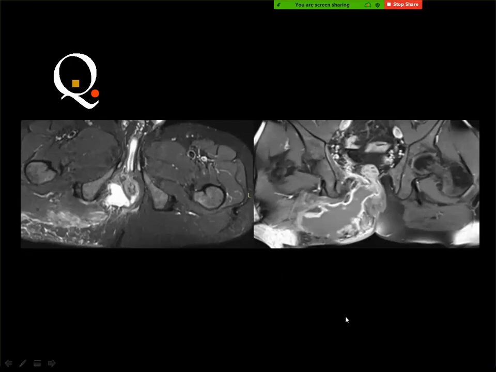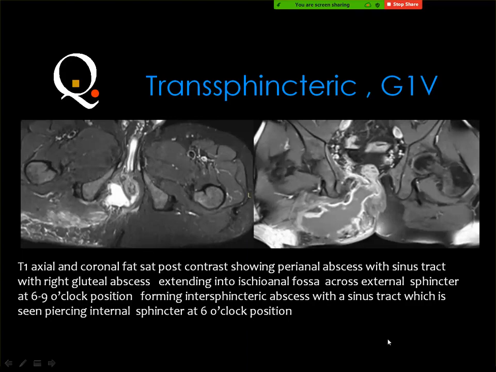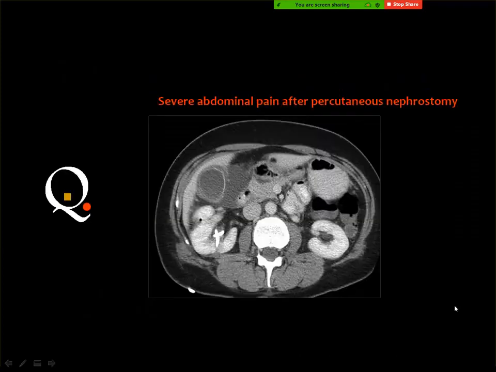Perianal fistula. Perianal abscess. And the type? Type 4. Yes, type 4. Transsphincteric. And it goes through the sphincters with the formation of a big abscess in the perineum. This is type 4. This patient had severe abdominal pain after percutaneous nephrostomy.